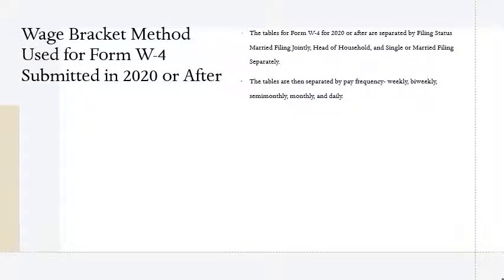So let's talk about the wage bracket method used for Form W-4 submitted in 2020 or after. The tables for Form W-4 for 2020 or after are separated by filing status, which are either married filing jointly, head of household, and single or married filing separately. The tables are then separated by pay frequency, which are either weekly, biweekly, semi-monthly, monthly, and daily.